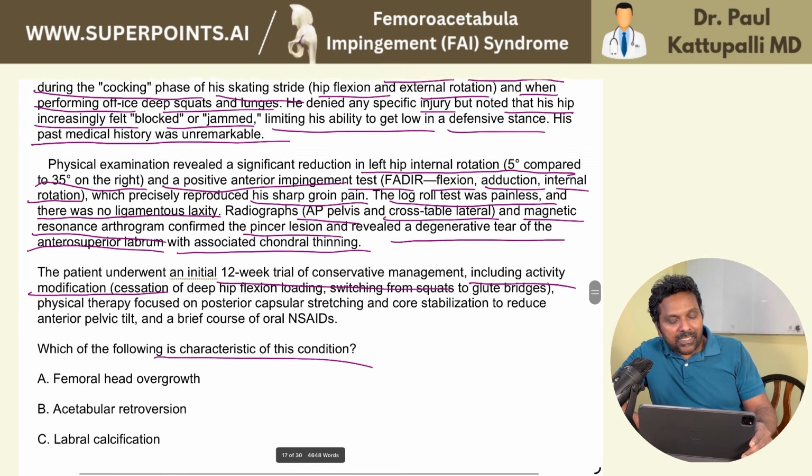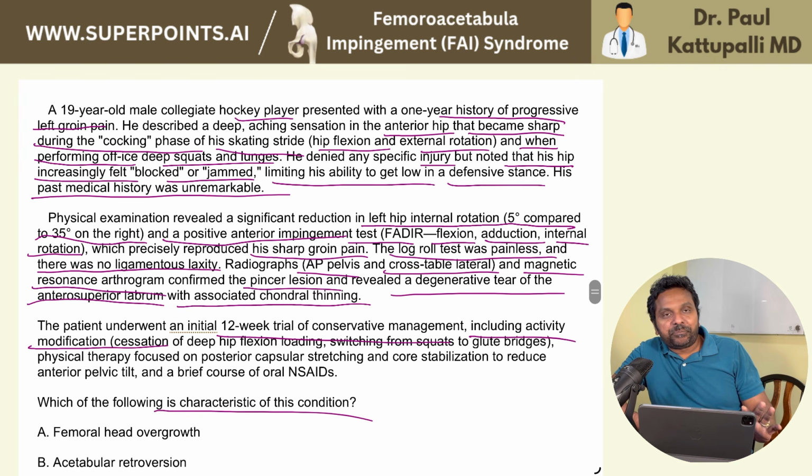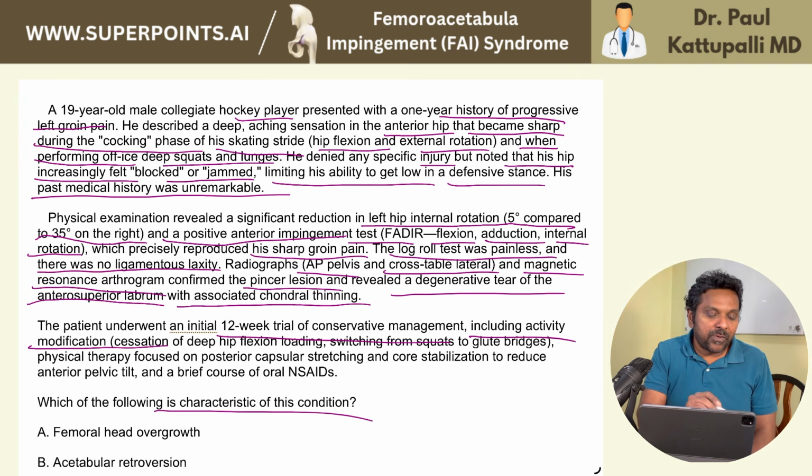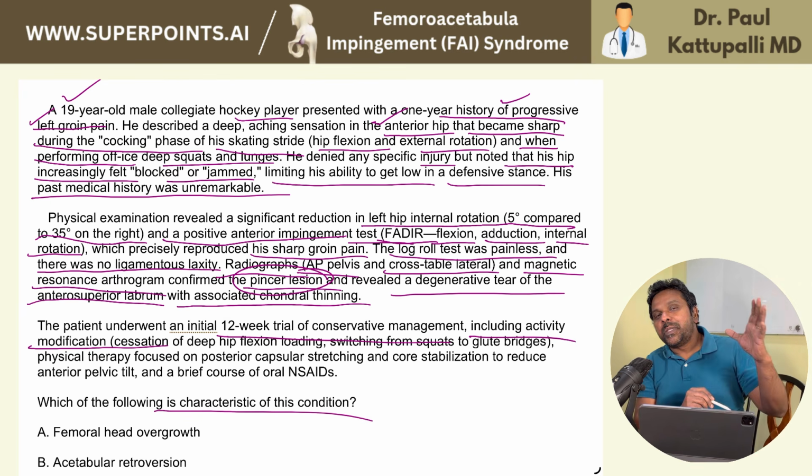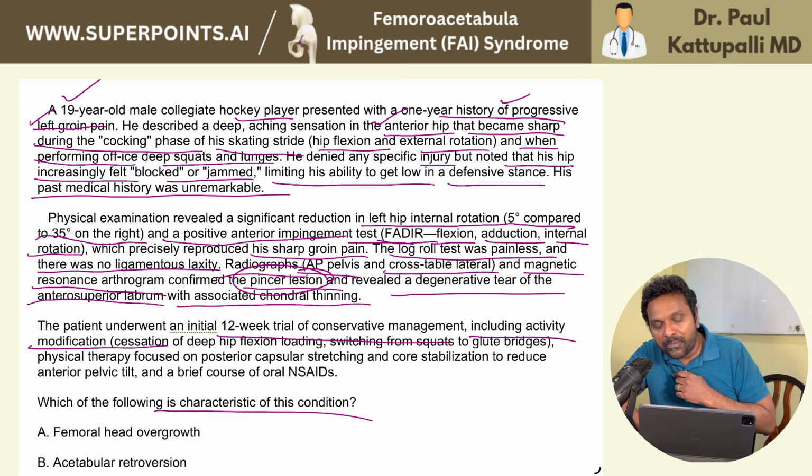All right, so look at this question stem. What is he saying? We are looking at a 19-year-old male. He has a history of progressive left groin pain and anterior hip aching sensation. With all this story, you go to this one: there is a positive FADIR test, and radiographs are showing a pincer lesion. All right, that's a big clue that this is pincer type FAI.